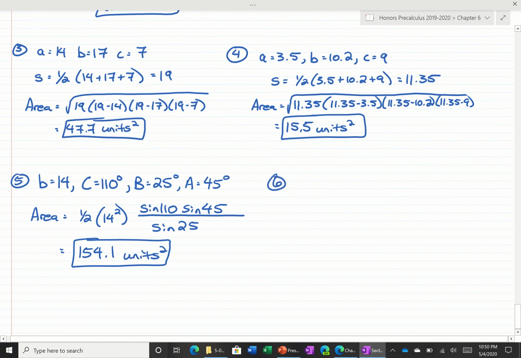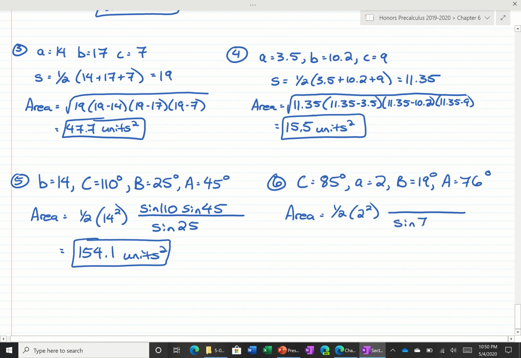And finally, for number 6, if we know angle C is 85 degrees, side A is 2, angle B is 19 degrees, we could easily figure out that our missing angle A is 76 degrees. So we have 3 angles, and our area would be 1/2 of 2 squared. That's A, so we'll put the sine of A on the bottom, and then the sine of B on top times the sine of C on top. And if you type that into your calculator, you'll get 0.7 square units.